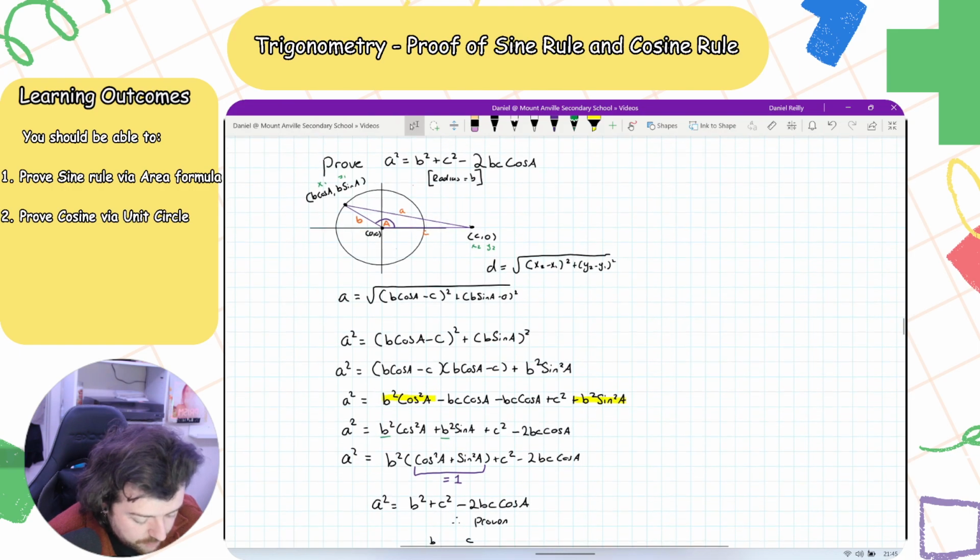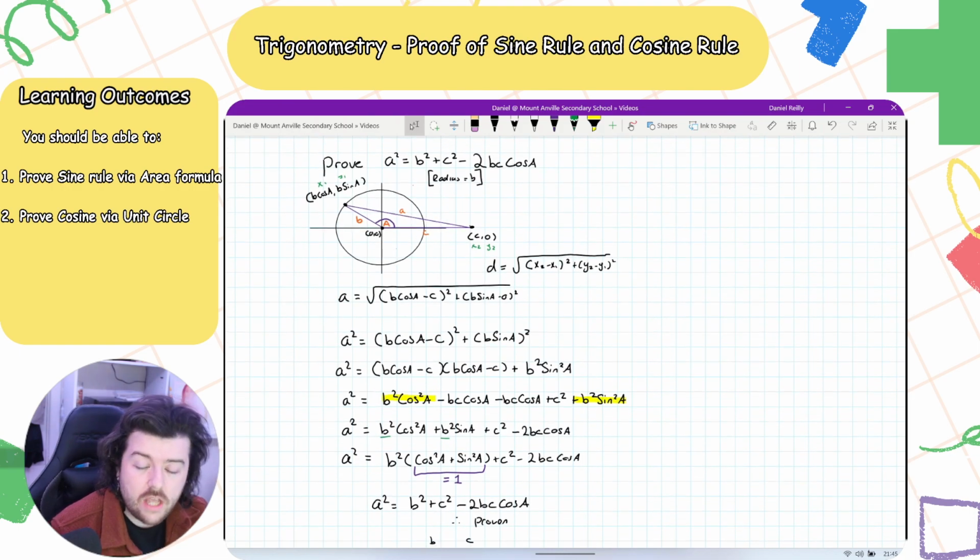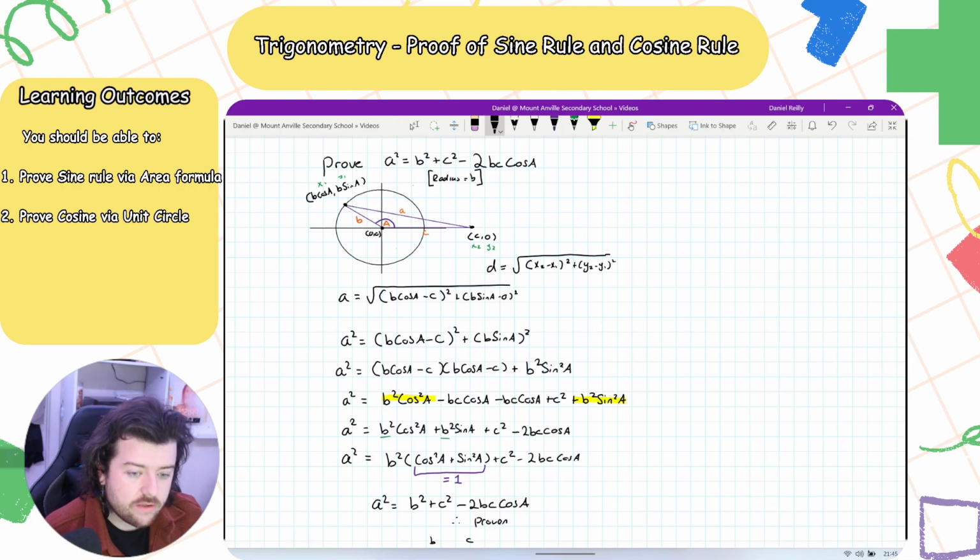So that is the proof of the cosine rule. It's actually not too bad. You just need to remember to draw your circle, label your sides, label the appropriate points, then use the distance formula, and cosine squared A plus sine squared A is equal to 1. Right, so that's it for the cosine formula.